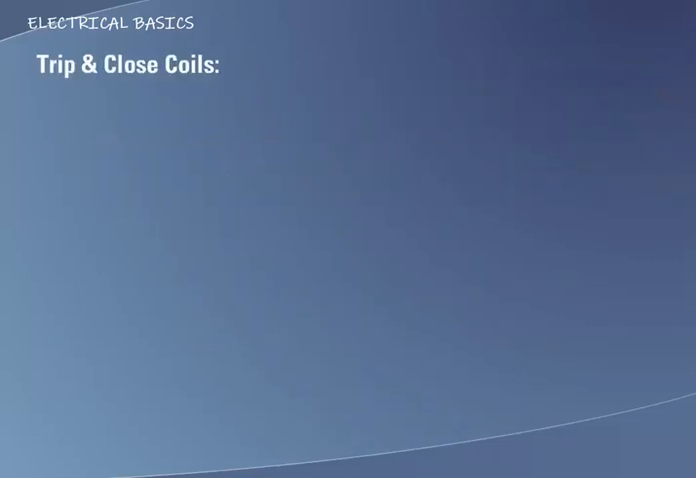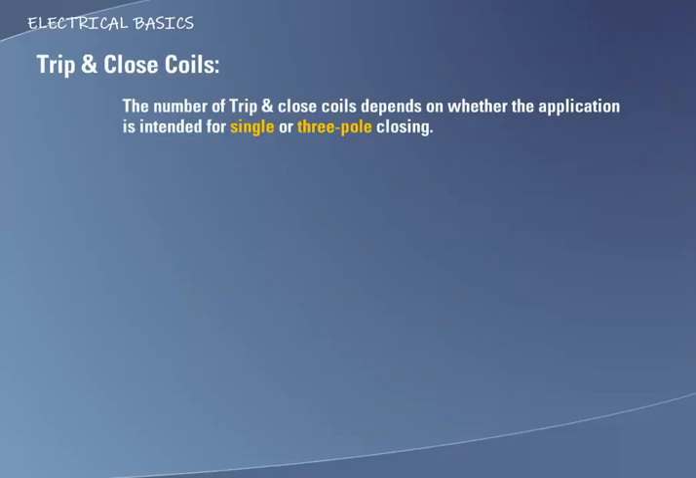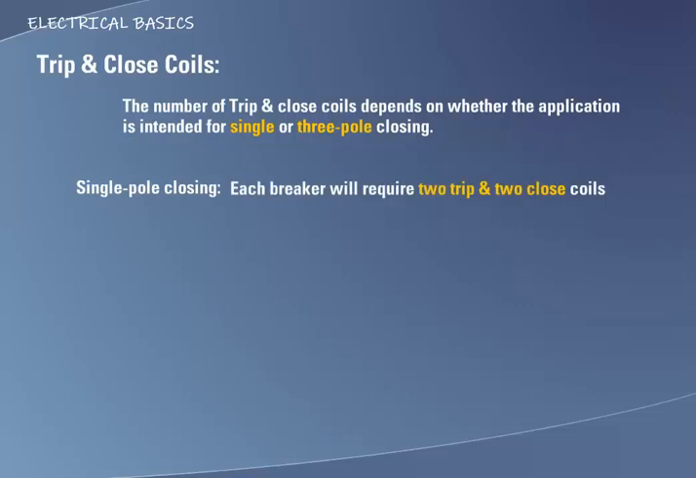Trip and close coils. The number of trip and close coils depends on whether the application is intended for single or 3-pole closing. If the application is single-pole closing, as typically used in transmission line applications, each breaker will require 2 trip and 2 close coils for each phase, 1 each for standard operation, and an additional 1 each for redundancy. A 3-phase line will therefore contain a total of 6 trip and 6 close coils.